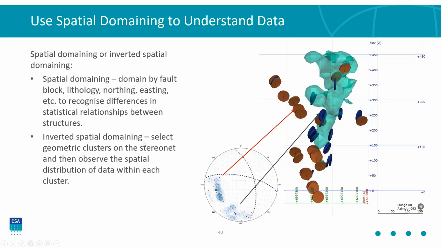And you can also do inverted spatial domaining in Leapfrog, where you plot your data on a stereonet, and then you can look at where things cluster and say, oh, let's look at this data relative to that data, and start to see where your different structural clusters fit spatially.